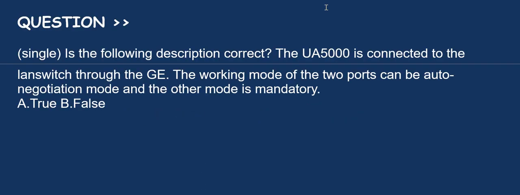The question: is the following description correct? The UA5000 is connected to the LAN switch through the GE. The working mode of the two ports can be auto negotiation mode and the other mode is mandatory. Option A true, option B false. The correct answer is option B.